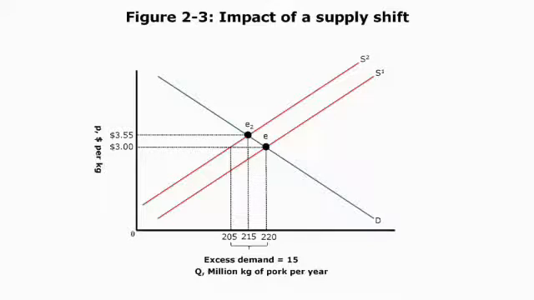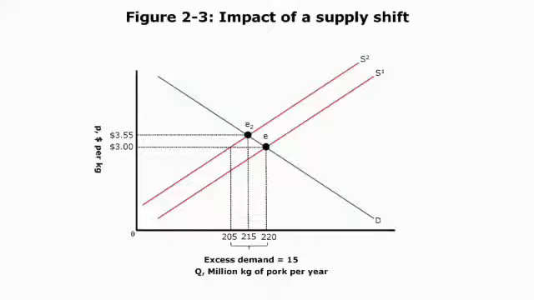Suddenly, given that it's more expensive to produce pork, suppliers say, well, to produce a given amount of pork, I need to get paid a higher price. So once again, initially, if the price stayed constant, now I'm on figure 2.3, we would not begin with excess demand. Because if the price stayed constant, consumers would want 220 million kilograms of pork, which is what they wanted before. Nothing's changed from their perspective. But producers would say, look, at that price, I can only now produce 205 because my supply curve shifted up.